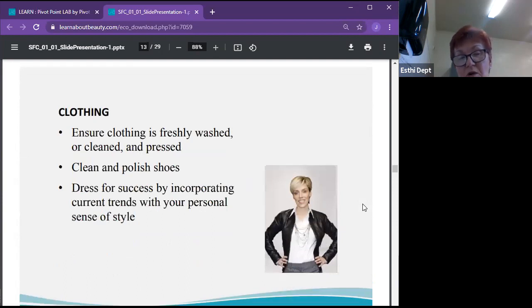Clothing, ensure that it's freshly washed. We went through that. Clean and pressed. Clean and polish your shoes. Dress for success by incorporating current trends with your personal sense of style.